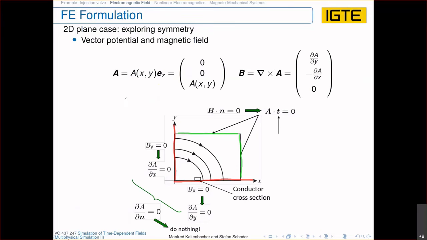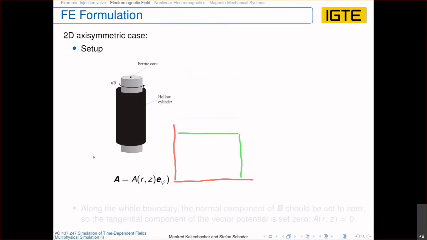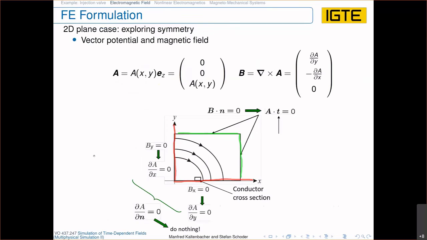So this is more or less a standard in this case, what you do here at the outer boundary. But on the other hand, we have a symmetry here. We know that the magnetic flux lines will look something like this, which means along the y-axis you will have no y component of B.